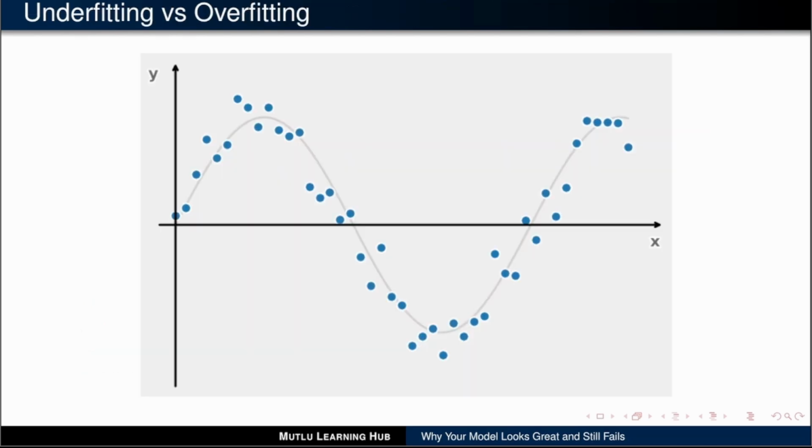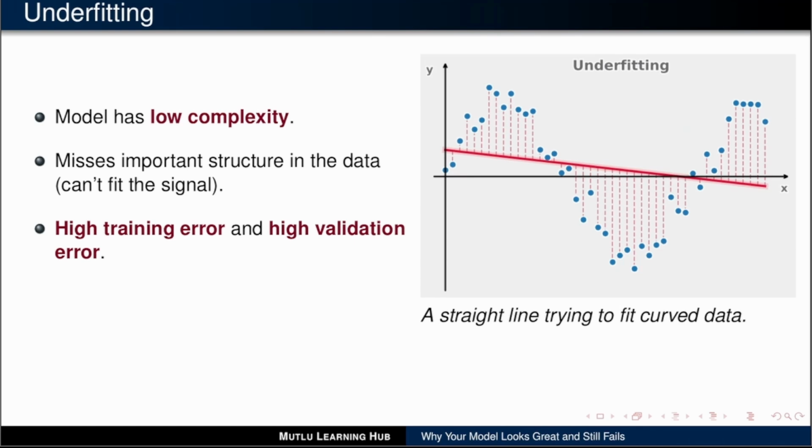We'll start with underfitting. Here, the data follows a curved pattern. And let's see what happens if we try linear regression. As you see here, the model is too simple to capture the curved pattern. No matter how long we train, the model just can't bend enough to follow the structure in the data.